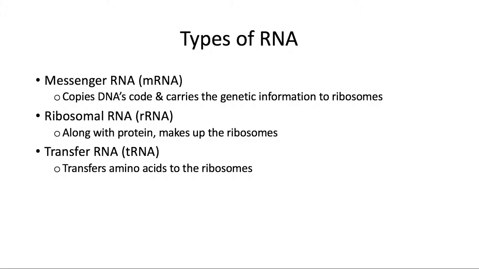Okay, so there are 3 types of RNA. There's messenger RNA, which we call mRNA for short. And messenger RNA copies the DNA's code and actually carries that information to the ribosomes. Then you have something known as ribosomal RNA, or rRNA for short. And this actually helps to build the ribosome. It makes up the ribosome. The ribosome is made up of ribosomal RNA and protein. And the 3rd type of RNA is called transfer RNA. This is called tRNA. And this is going to bring in the amino acids so that we can build the protein, so we can build the polypeptide. And we'll see each of these one at a time.